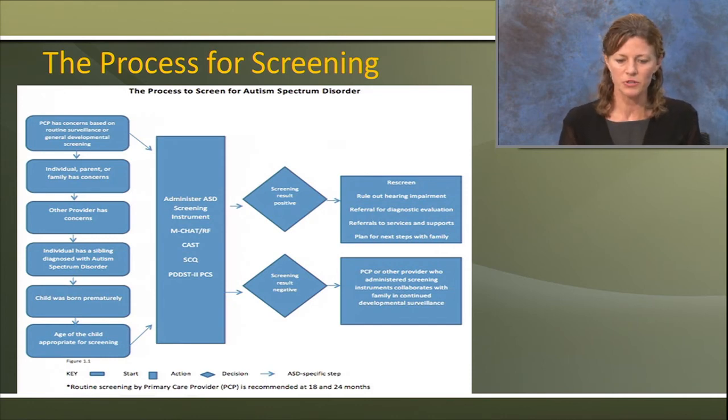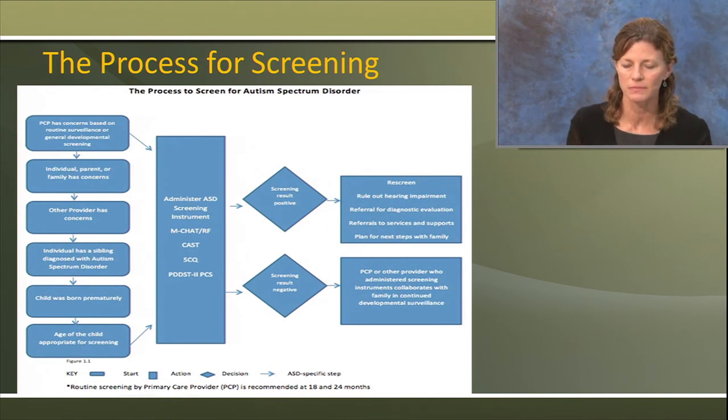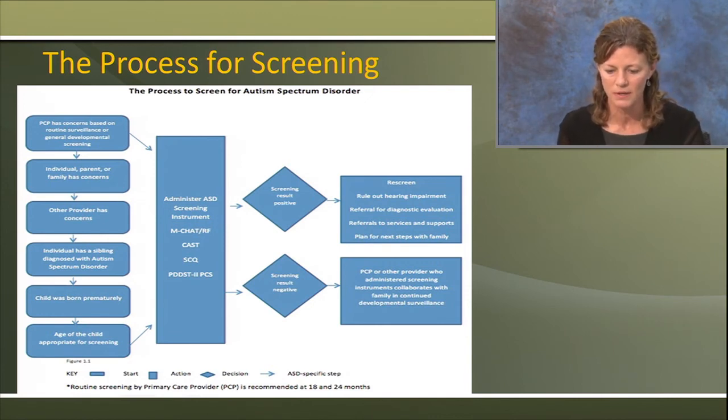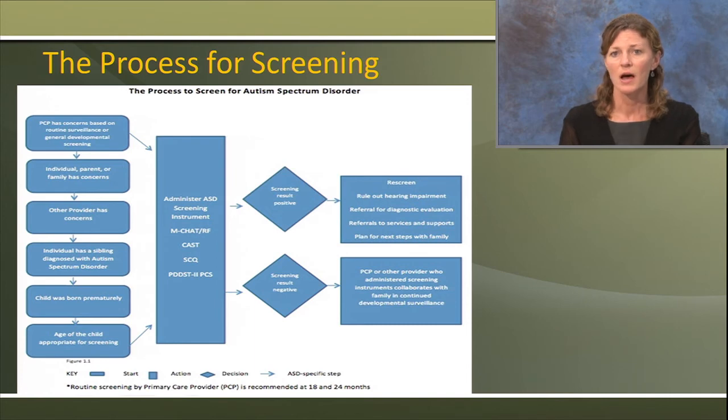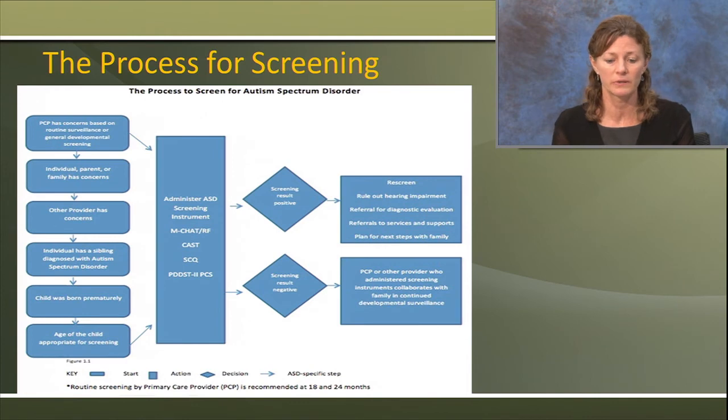From there, we move on to the tools that we use for screening, and we're going to talk about those tools in just a couple of minutes. And then, of course, what we do when that screening result is positive, in other words, there are red flags for autism present, and then what we do if it's negative. I really want to focus on if it's positive. If we need to rescreen, we can. We don't always have to do that, but sometimes there might be a reason why we want to rescreen. Perhaps we feel that the parent didn't understand the questions. Maybe there was a language barrier. Those might be some reasons why we would want to rescreen.